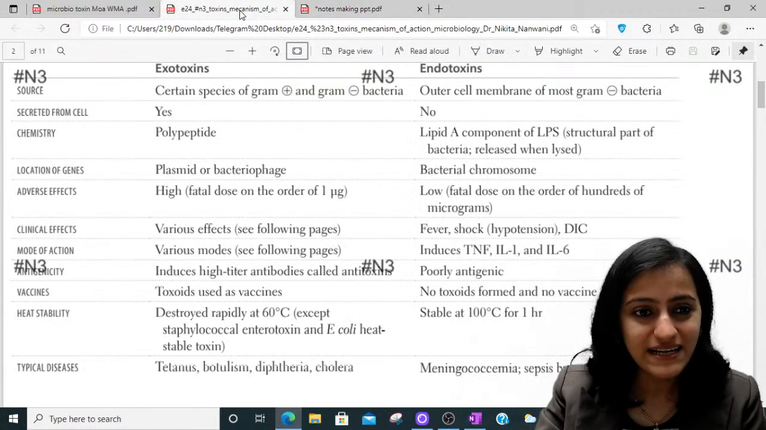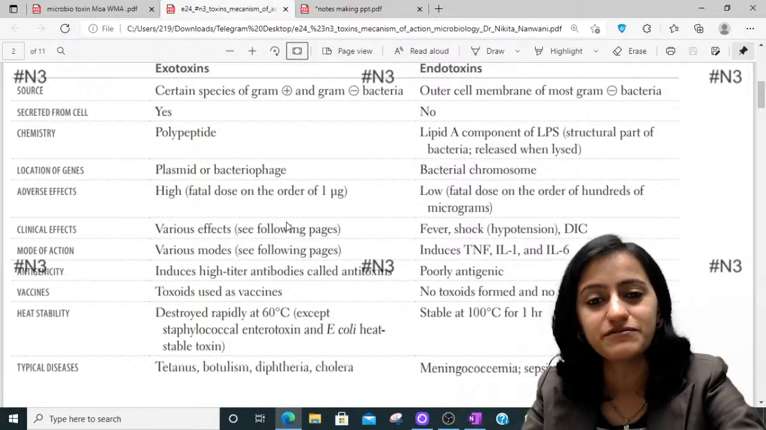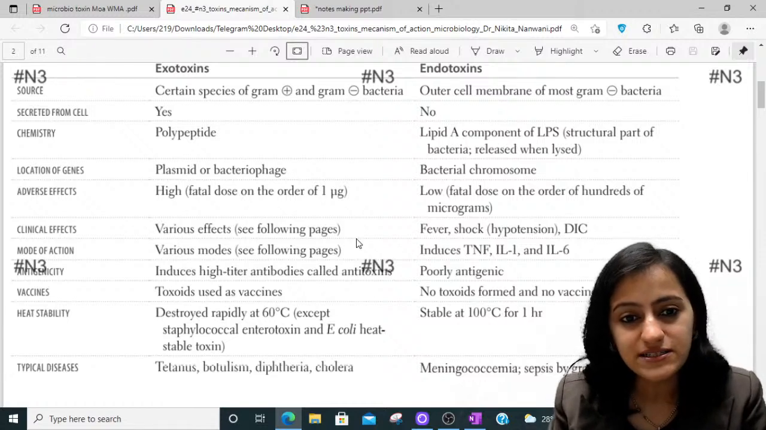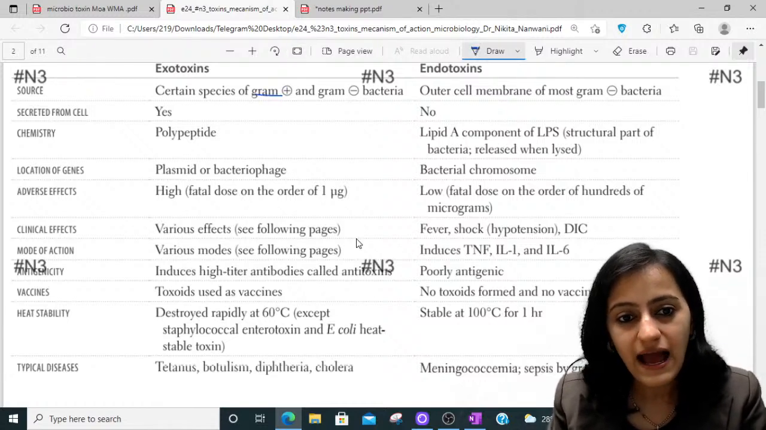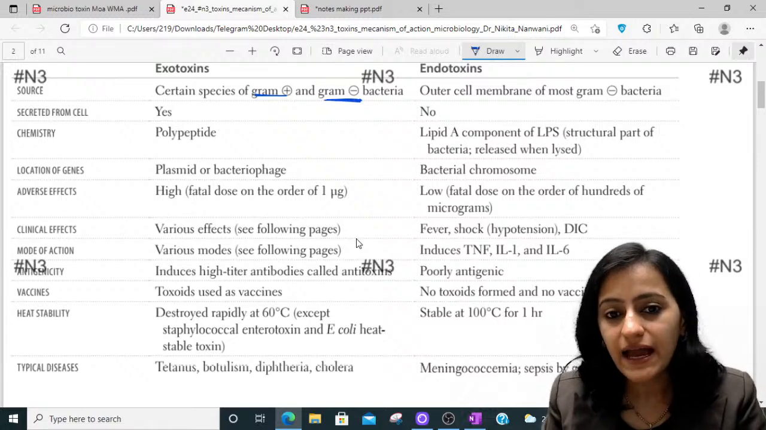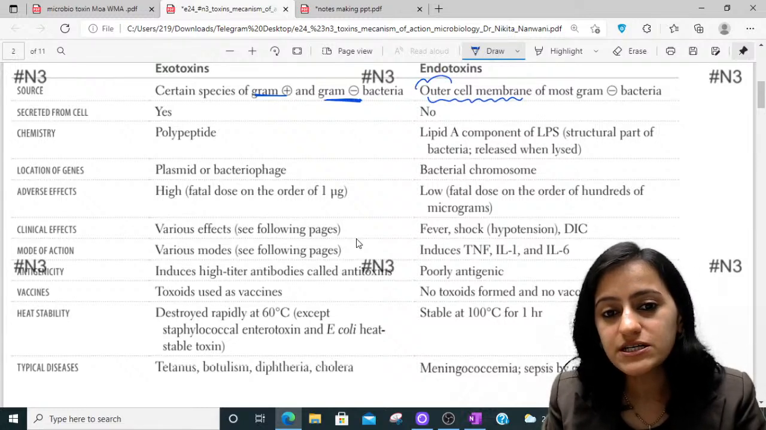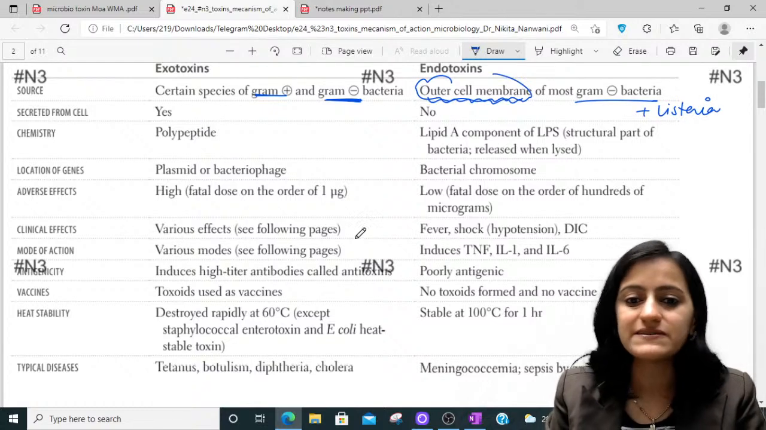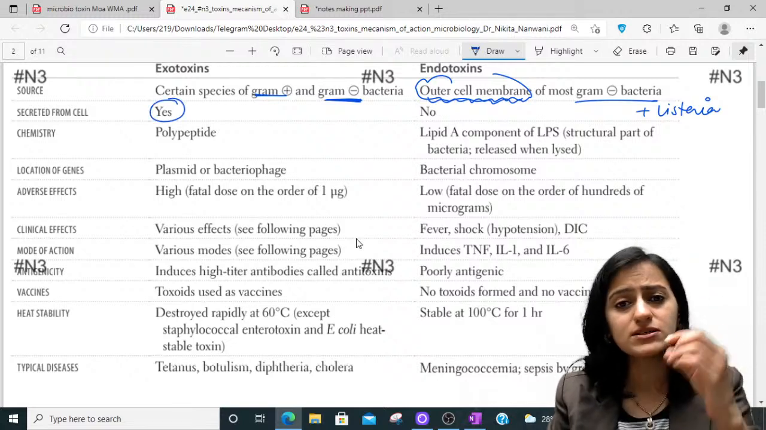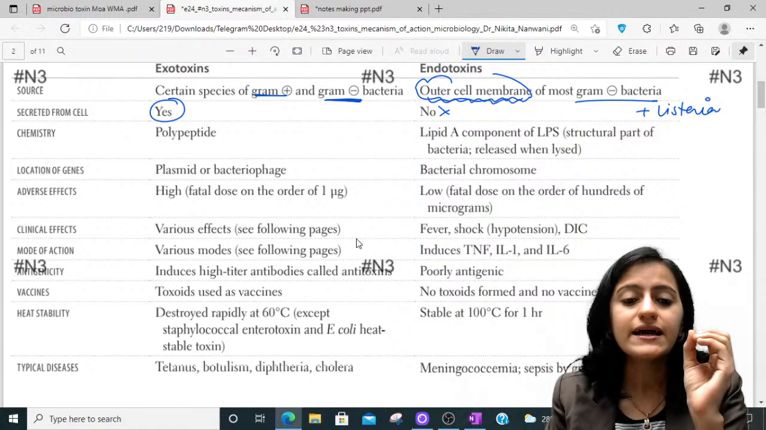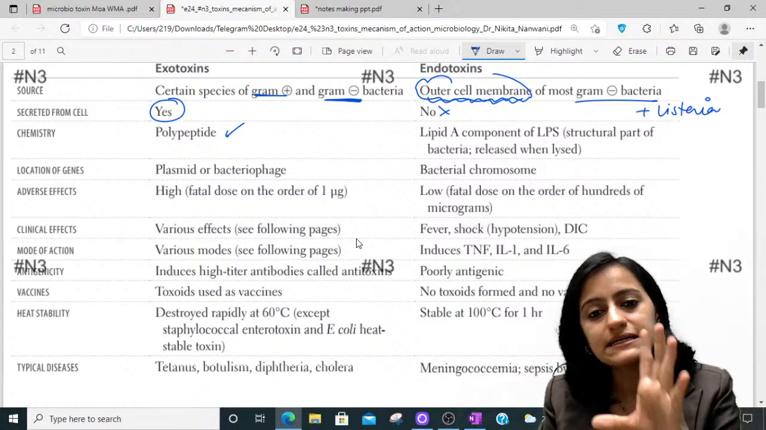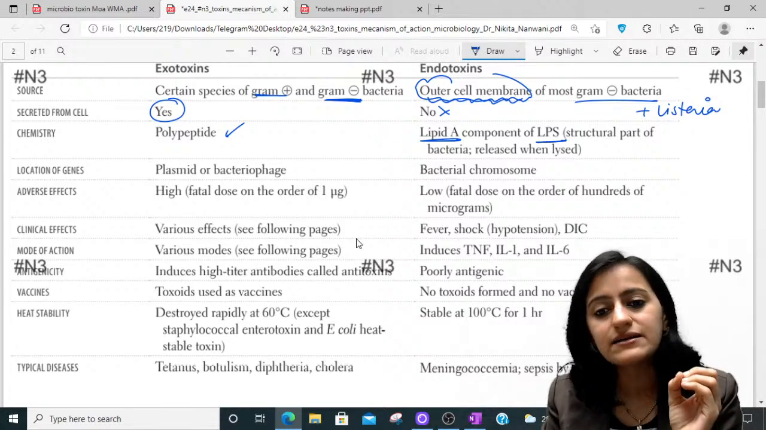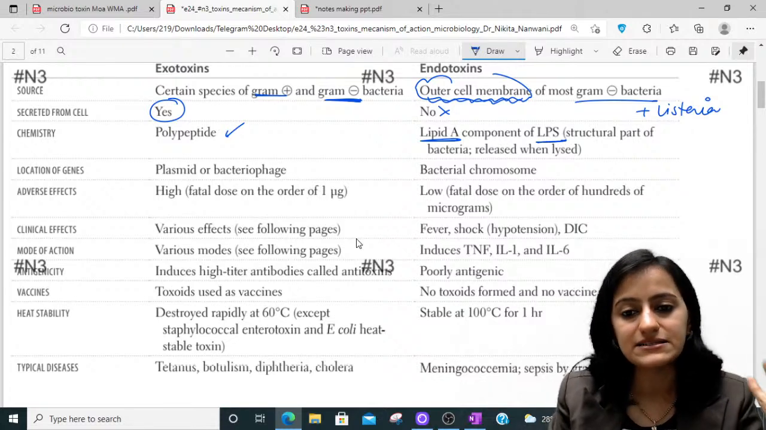Alright. Let us see this table now. The table which shows the difference between exotoxin and endotoxin. So exotoxin is from certain species of gram positive and also gram negative. Endotoxin is present in the outer cell membrane of most gram negative bacteria. Gram positive is Listeria. Exotoxin is secreted. Endotoxin is not secreted. Exotoxins are generally polypeptide. Endotoxin is the lipid A component of the lipopolysaccharide, which is the structural part of bacteria. It is released when lysed.